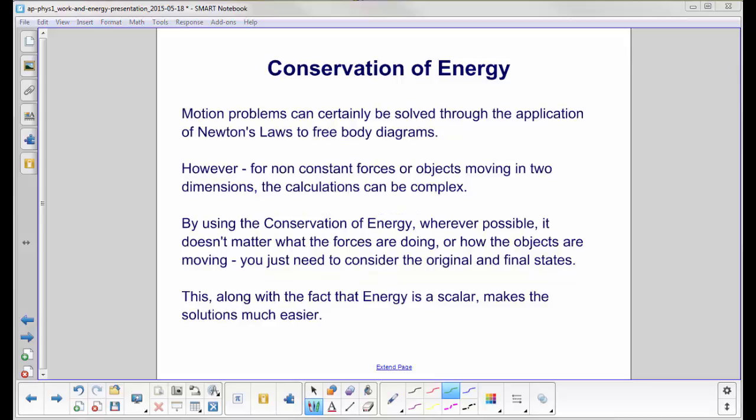This slide shows the great value of conservation of energy. We can certainly solve motion problems by using Newton's laws and free body diagrams. However, if we have a non-constant force, if the force doesn't stay the same, or if we have objects moving in multiple dimensions, the calculations can get a bit complex. So we try and use the conservation of energy wherever possible, because in this part, you don't care about the forces, you don't care how the objects are moving, you just care where you started and where you finished. The original and final state, just like we talked about earlier with the jars of candy. This, along with the fact that energy is a scalar, makes the solutions much easier to get to.